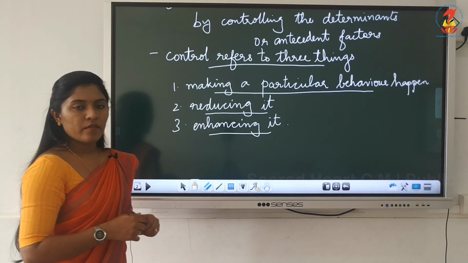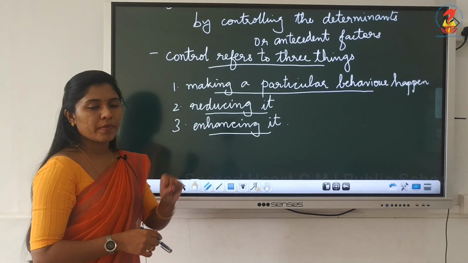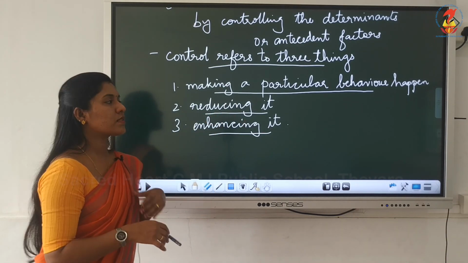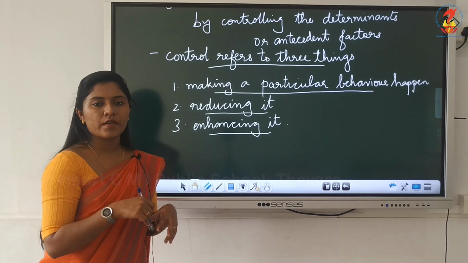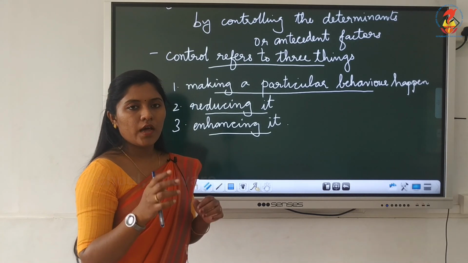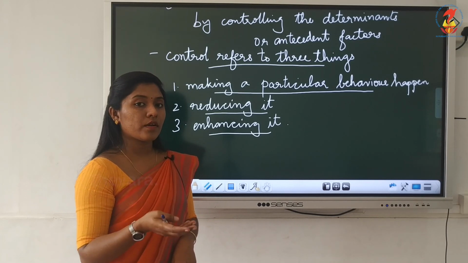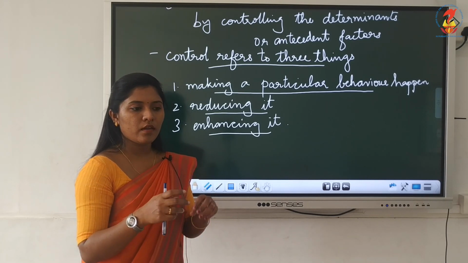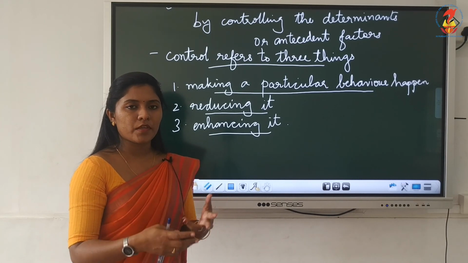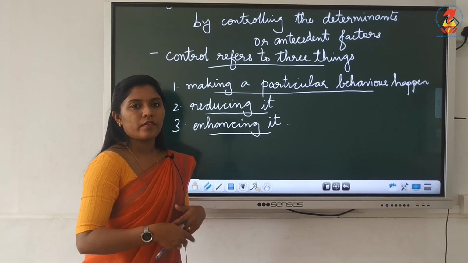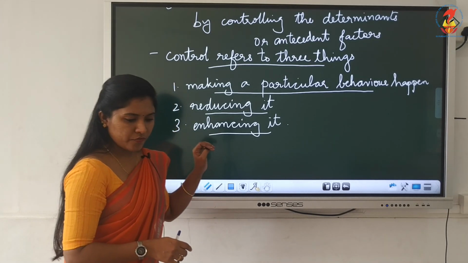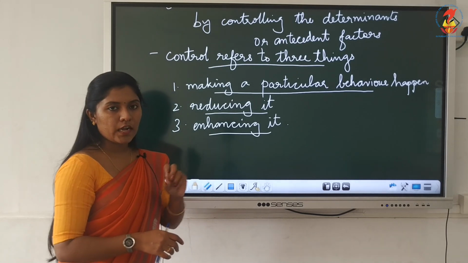Usually when we hear about controlling some behavior, we think of reducing that behavior, but it is also enhancing or making a particular behavior happen. Suppose in the case of happiness, you are already happy, but you need to increase your happiness. Then you can find the causal factors that make you happy, and you can control the particular behavior and increase your happiness in your life. So that is the fourth goal, control.